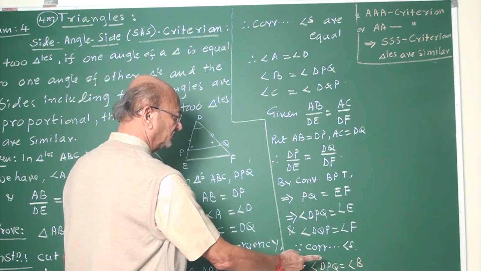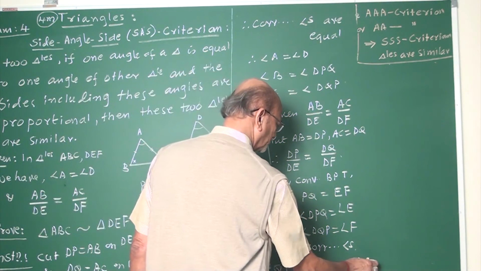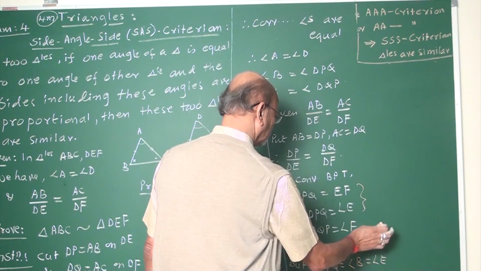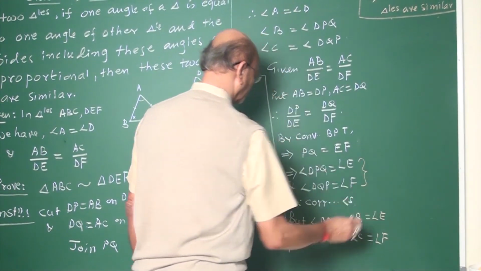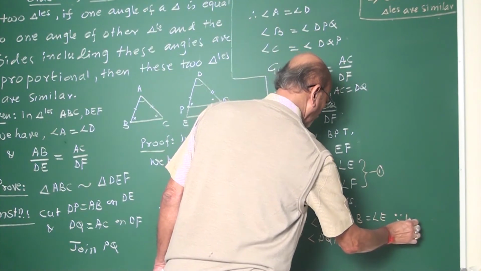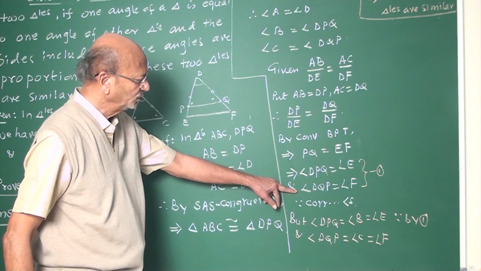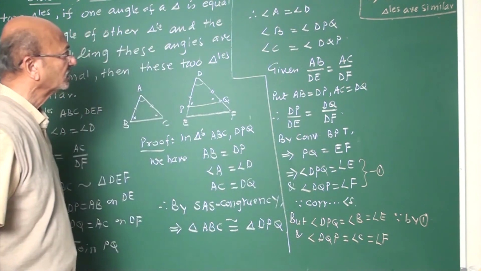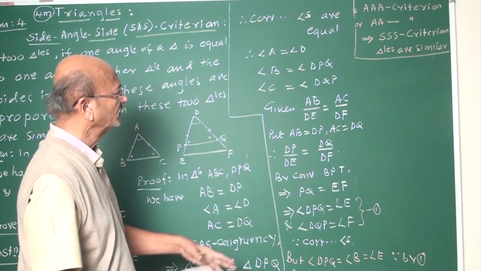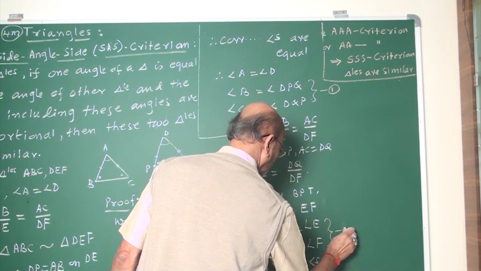Combining these, my friends, this B is nothing but E; this is angle E, this is angle F. Because by one, this is one. Corresponding angles: DPQ is E, DQP is angle F. But angle B is DPQ, angle C is DQP. Otherwise, my friends, you can say this is one. What about this? This is two.